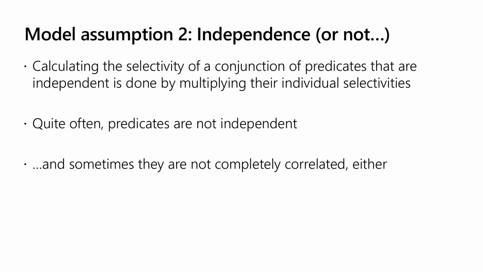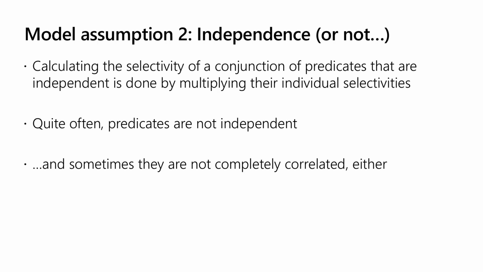Now, model assumption number 2, independence or not. When you have multiple predicates in a query, so something like column equals constant and other column equals second constant, that type of thing, we talk about the selectivity of that predicate, which means the number of rows out of the total number of rows in the table that qualify for that predicate. That's the selectivity or probability of the predicate.